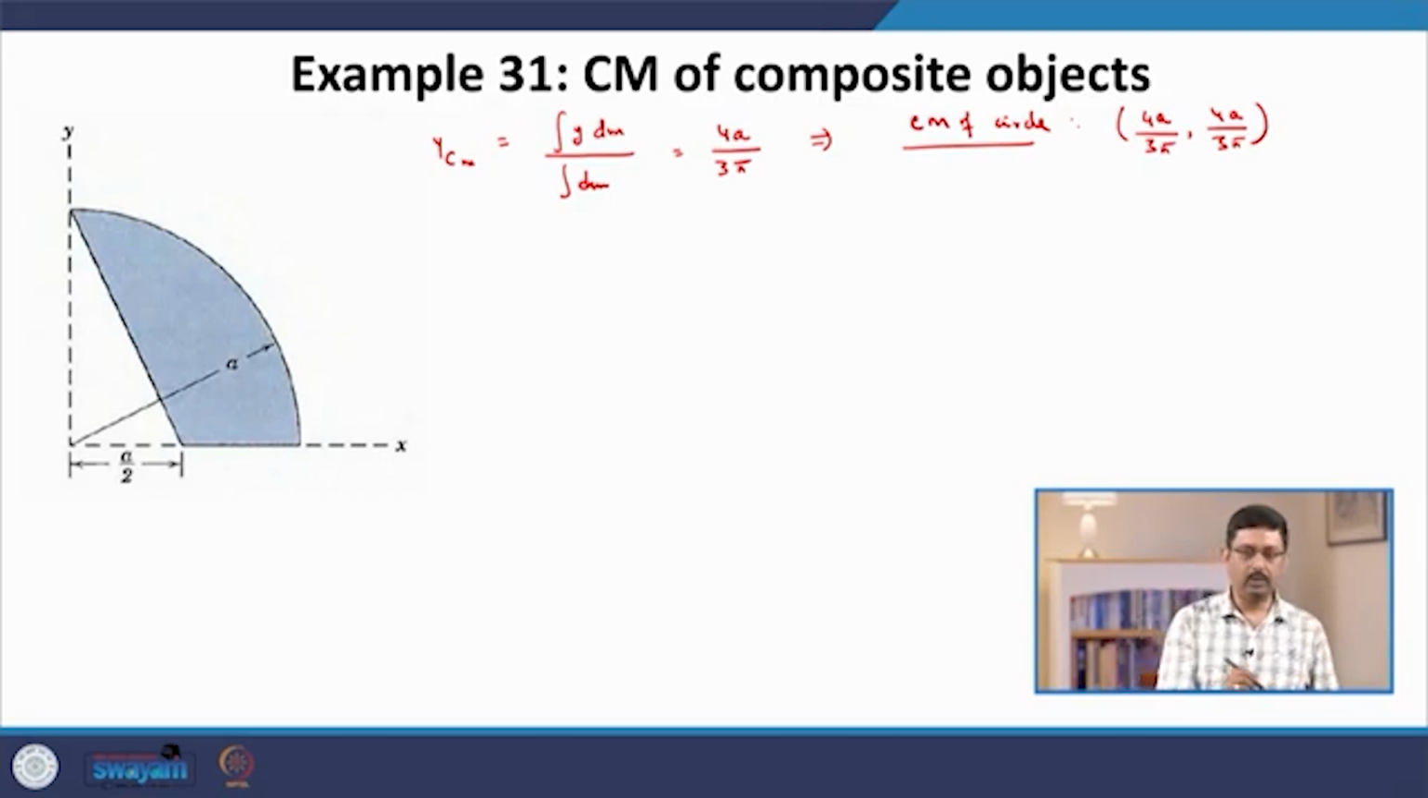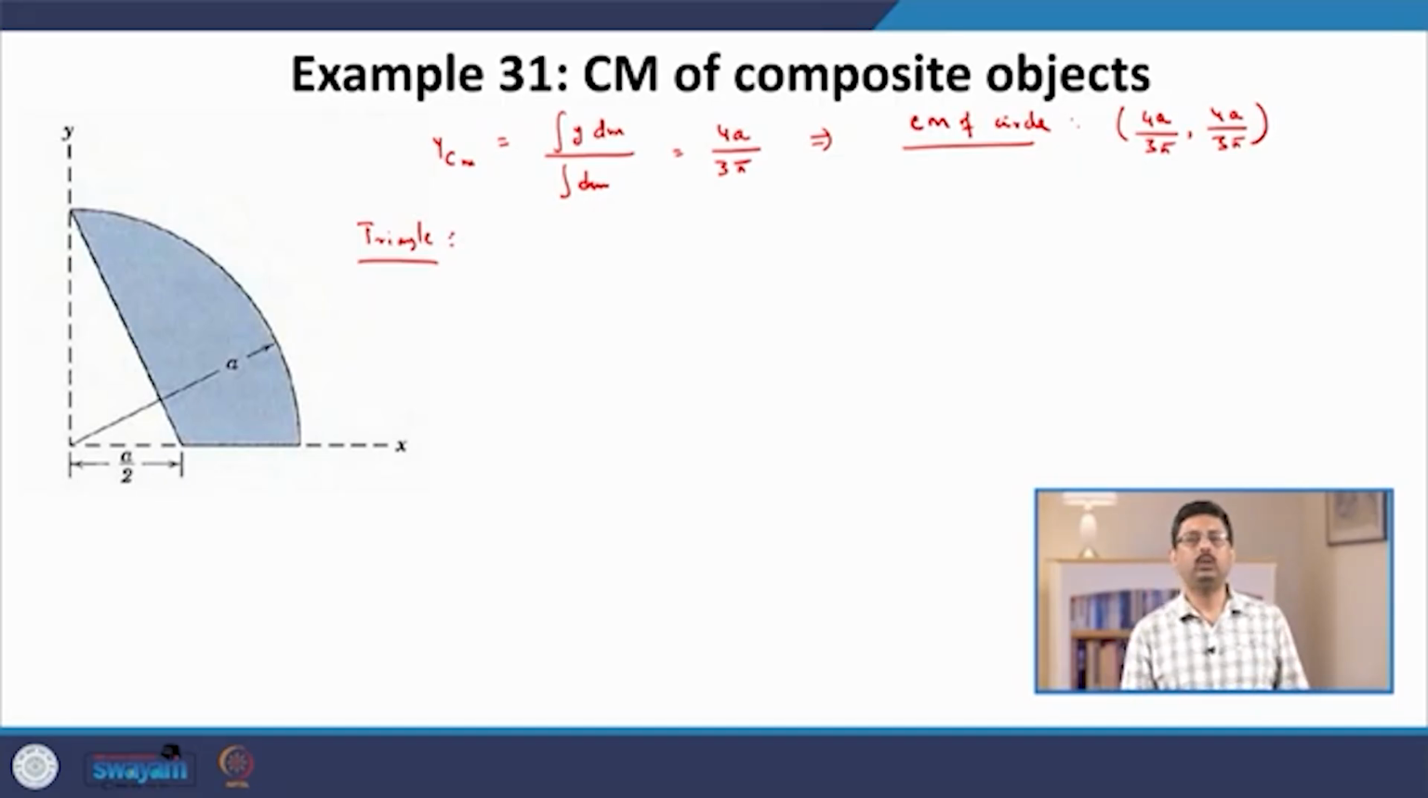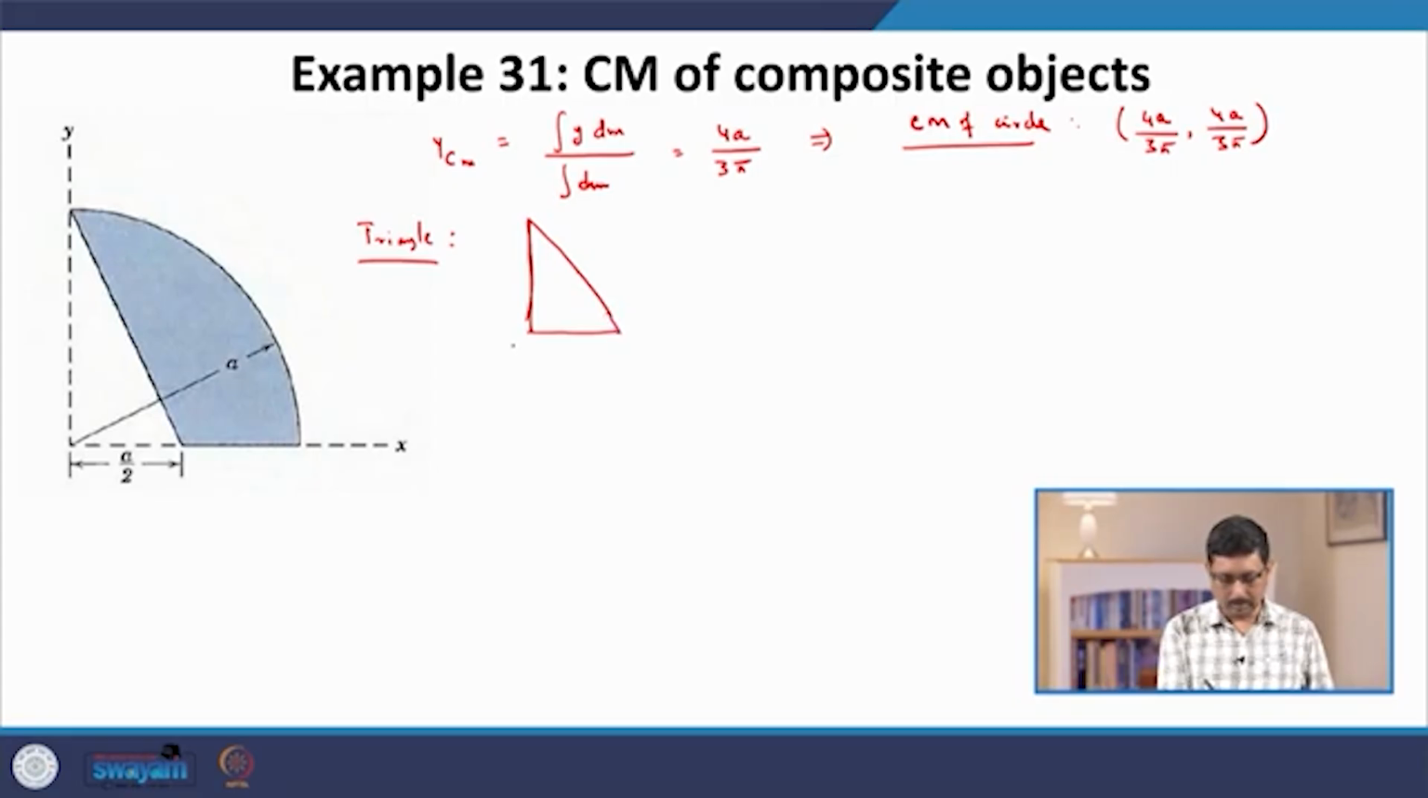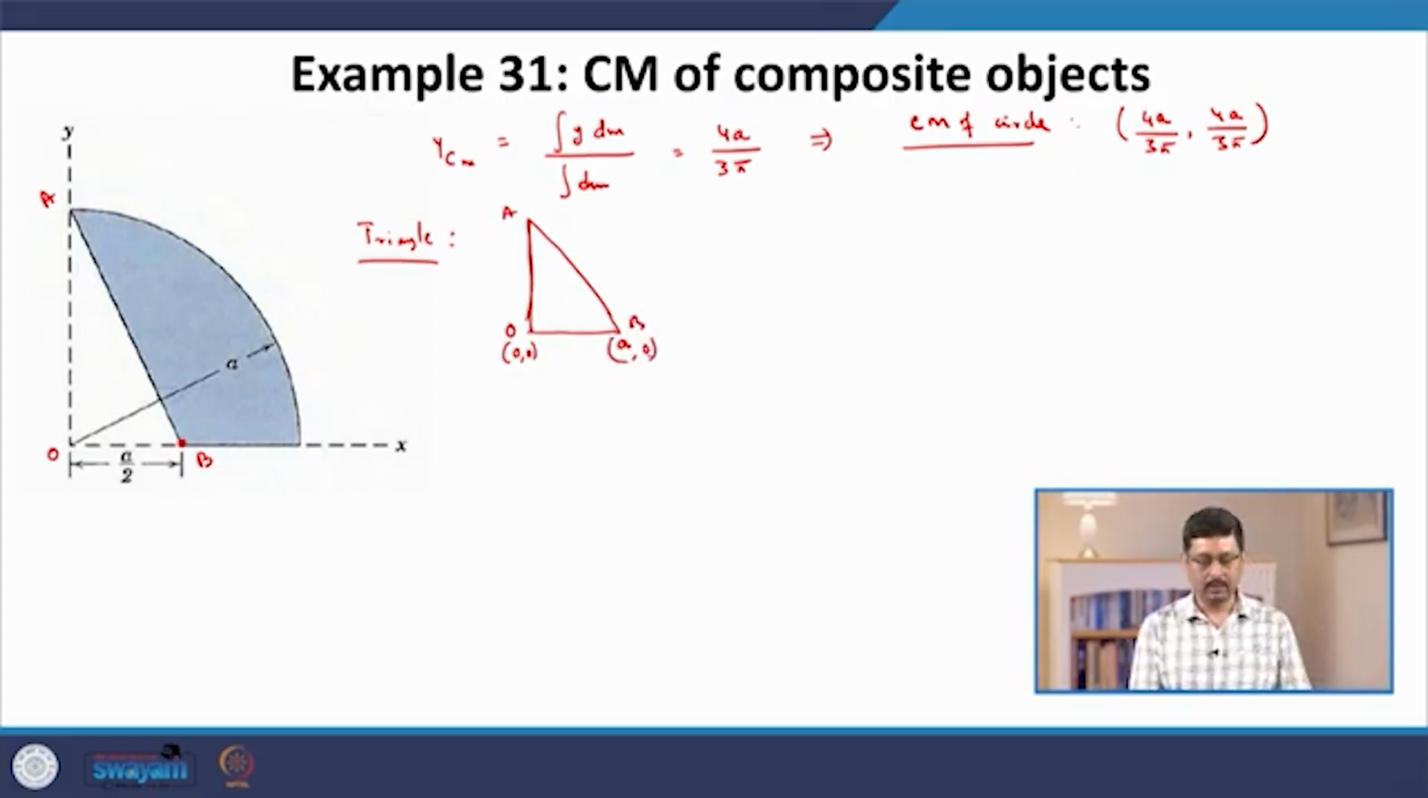Now, our next step is to find the location of the center of mass of the triangle. The center of mass of the triangle is located at a point called the centroid of the triangle. This is a standard result of geometry. So, we have a right triangle. Let us say this is our origin, 0 0, and let us call this point O, this B, and this point A. From the picture you can see the coordinates of O, A and B are the following. Now, let us show that the center of mass of the triangle will be located at the centroid.